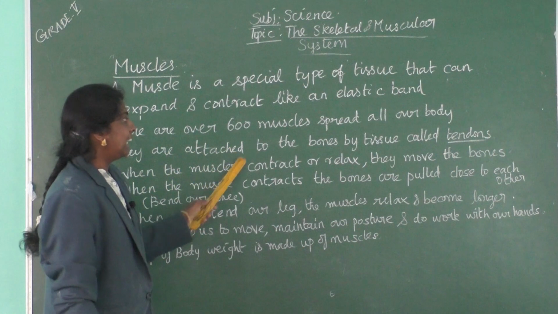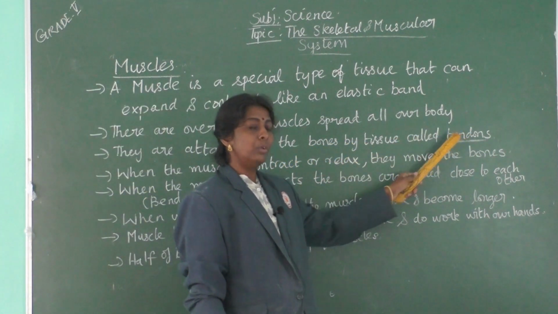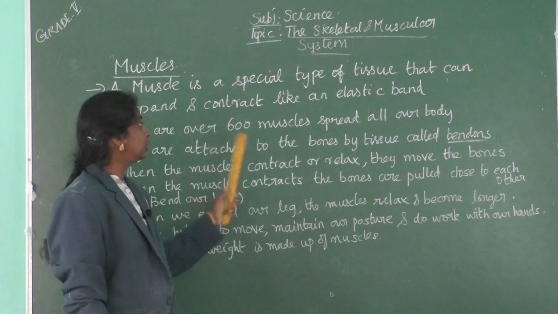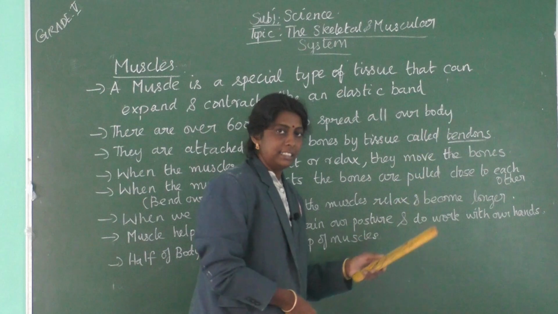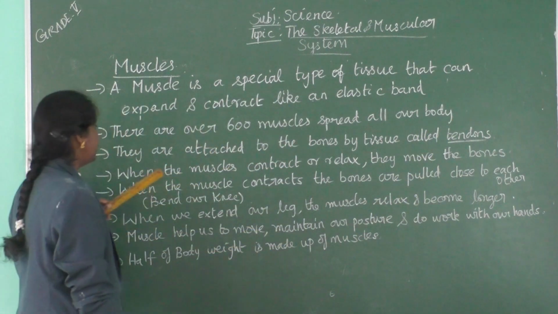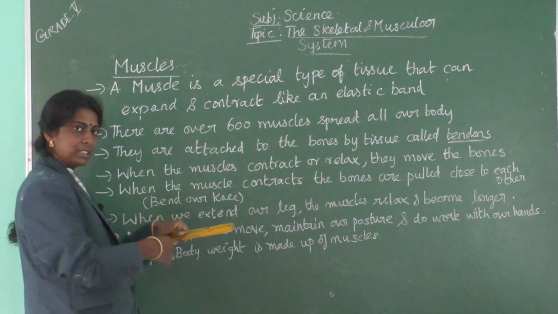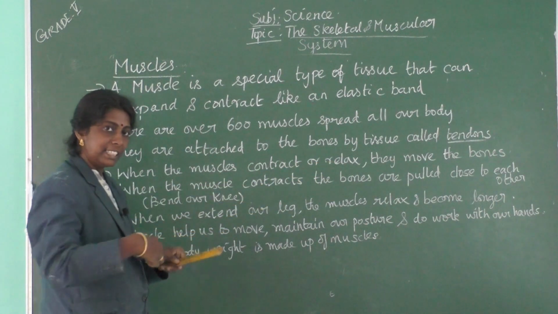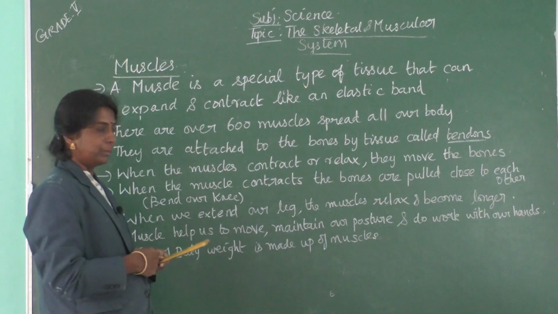Muscles are attached to the bones by tissues called tendons. Clear? When the muscles contract or relax, they move the bones. So whenever the muscle is contracted or relaxed, movement is observed in the bones.